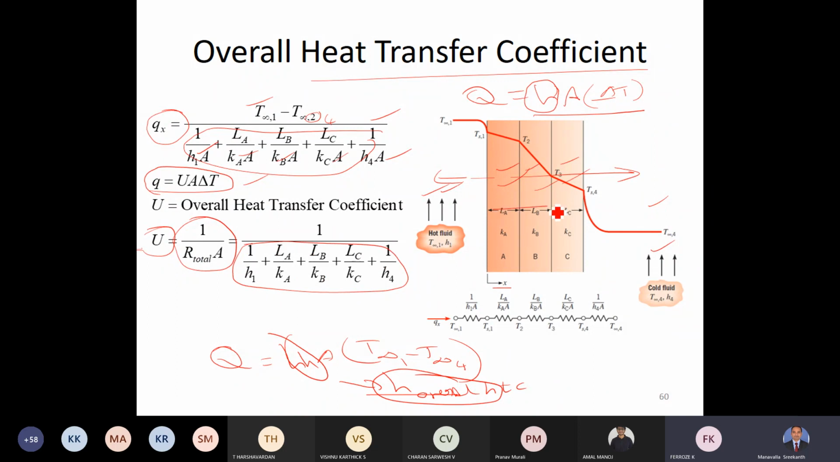Here there are only 3 composite slabs, so therefore only 3 terms. For example, if there are 100, then there will be 100 here. So you will have to account for all of them in the same formula. So we have this particular arrangement shown in the data book. Open your data books, page number 53.